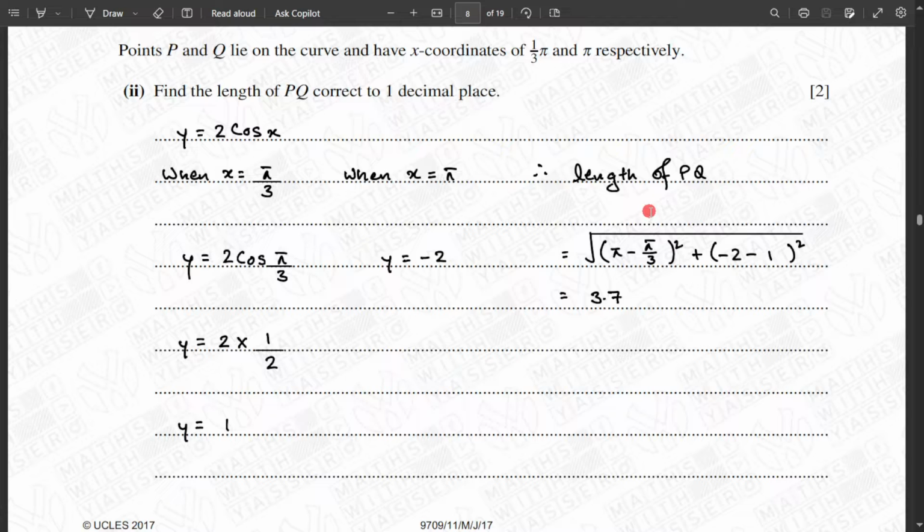we know the xy coordinates for P and Q. So the length of PQ should be root over (x2 minus x1) whole square plus (y2 minus y1) whole square. So (pi minus pi by 3) whole square plus (minus 2 minus 1) whole square. That will give you 3.7 units.